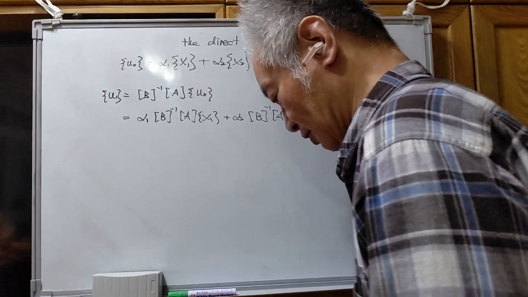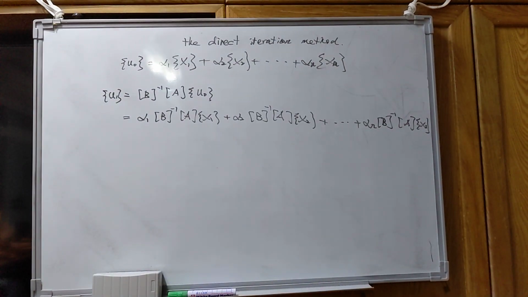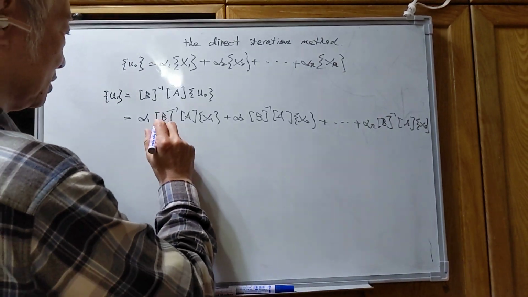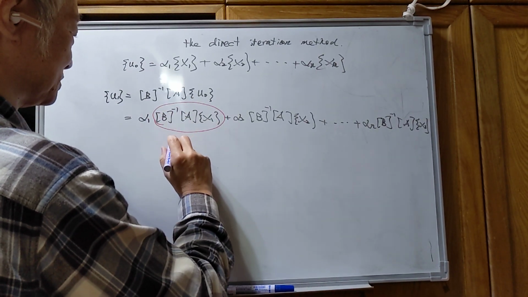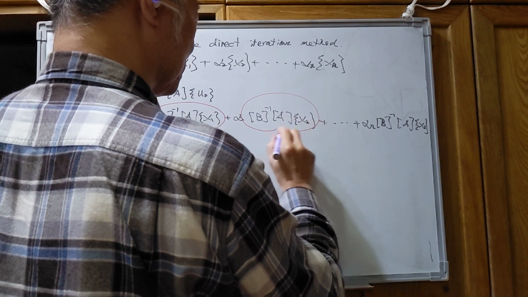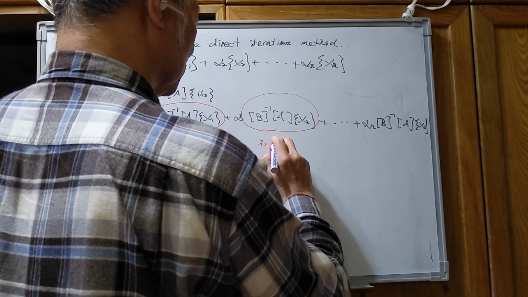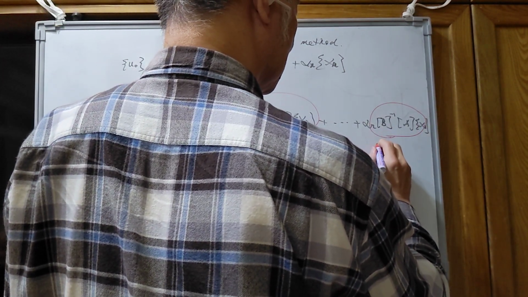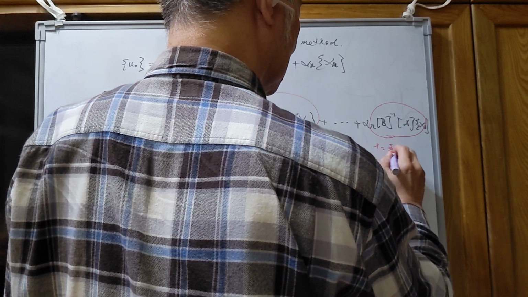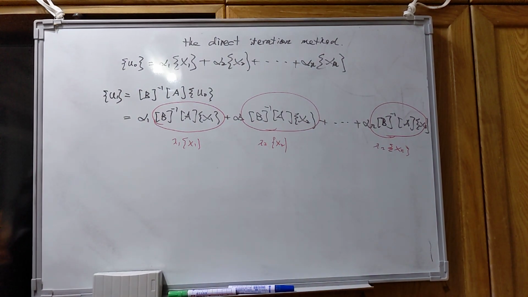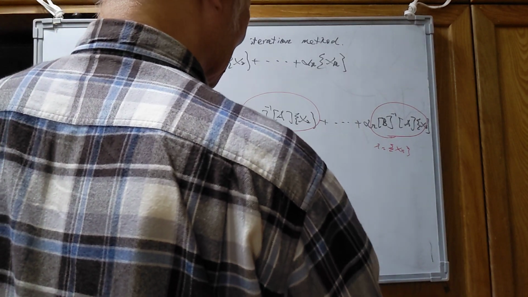And from the formula on the previous page, we know in these expressions, this one can be replaced by lambda 1 x1, these expressions can be replaced by lambda 2 x2, and also this expression is lambda n xn. Okay, so this time we will take out the lambda n.